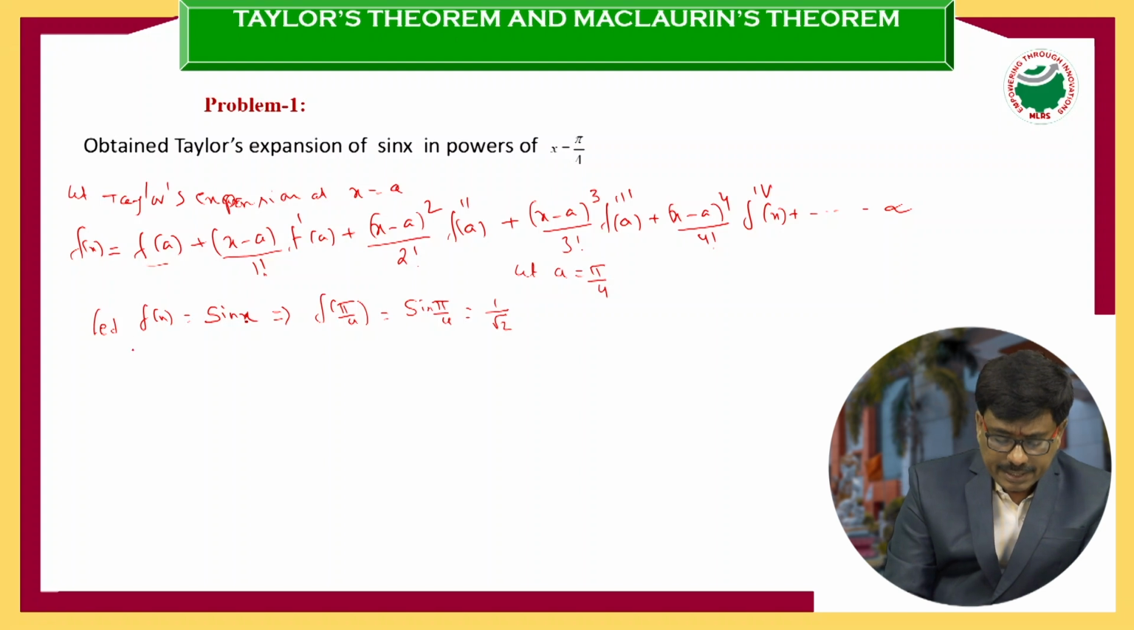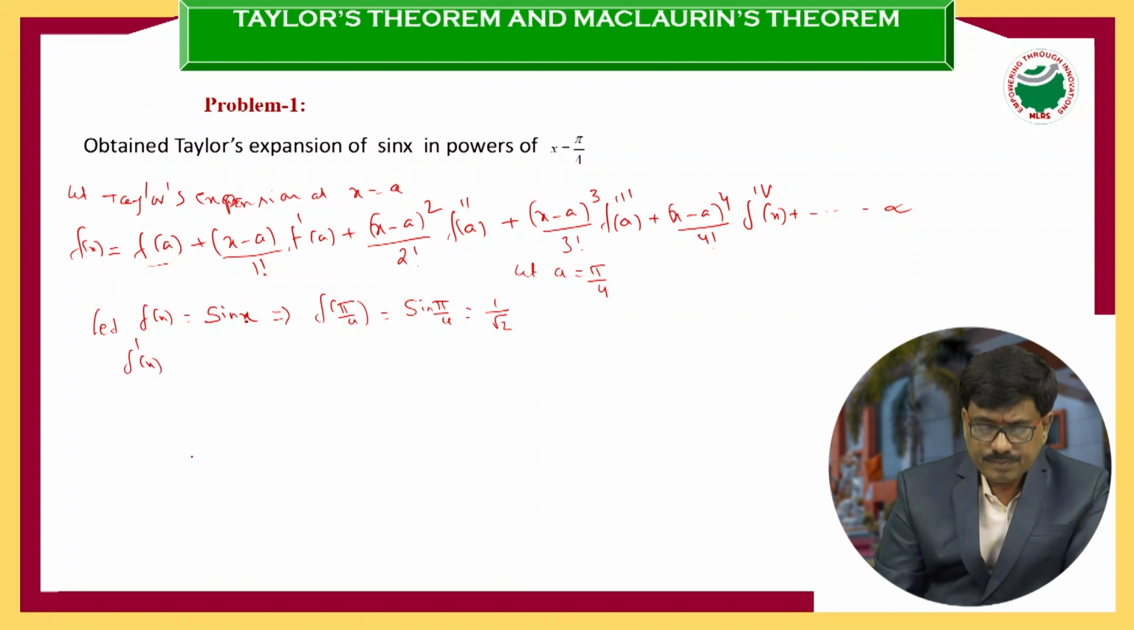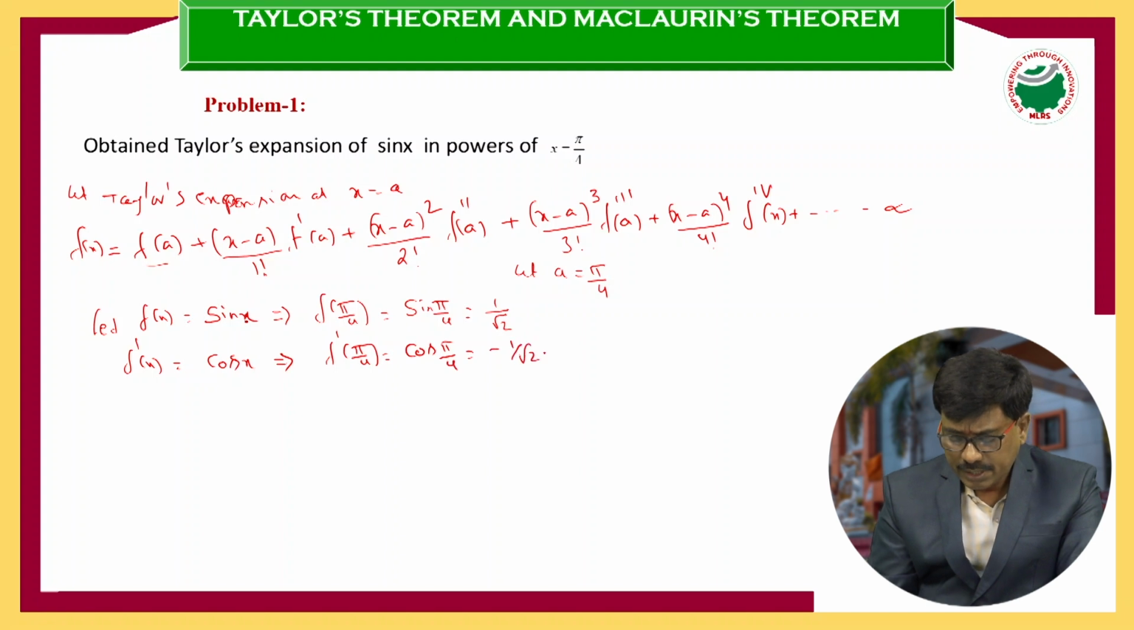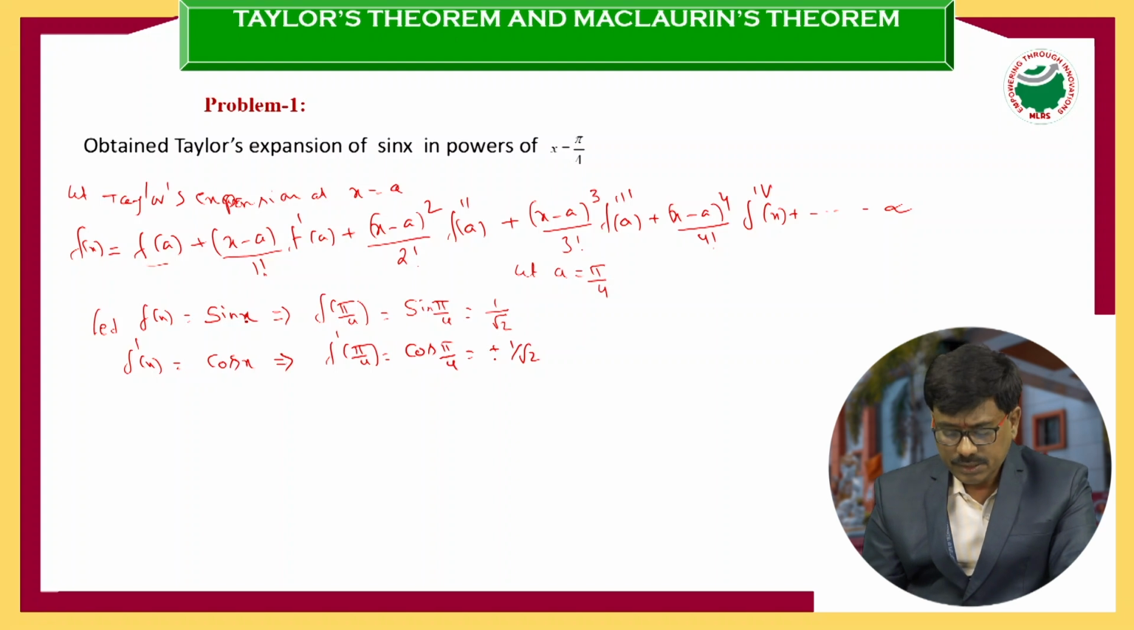Similarly, we need to calculate f dash of x. What is the derivative of sin x? Derivative of sin x is cos x. Then we substitute: f dash of pi by 4 is equal to cos pi by 4. What is cos pi by 4? Cos pi by 4 is 1 by root 2.